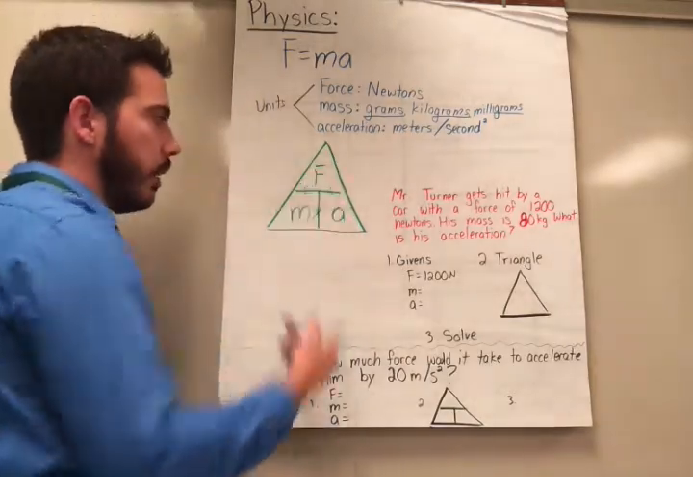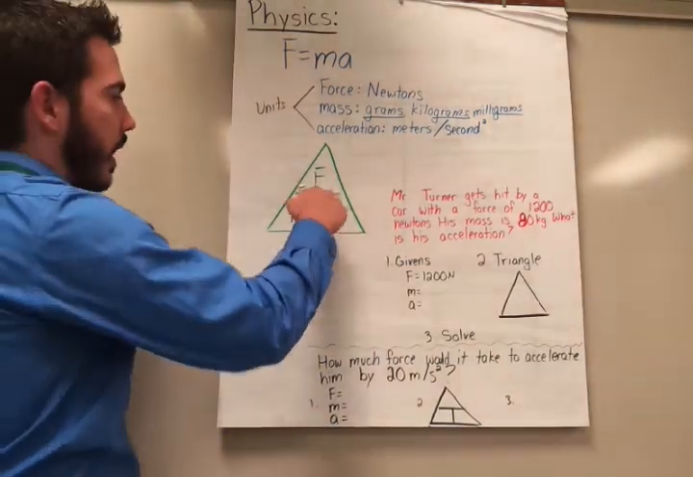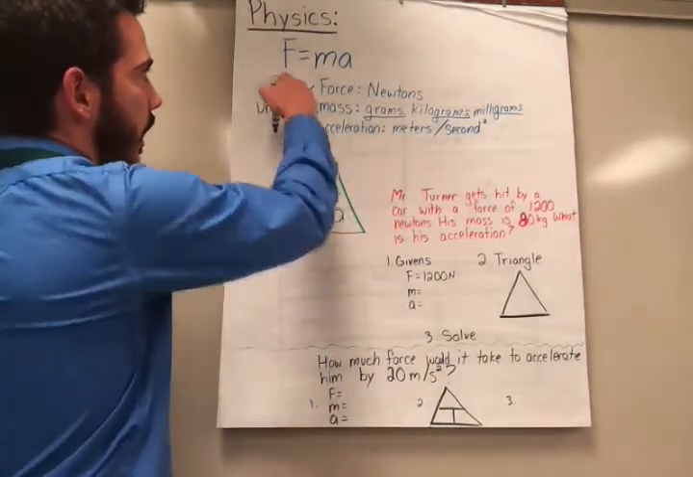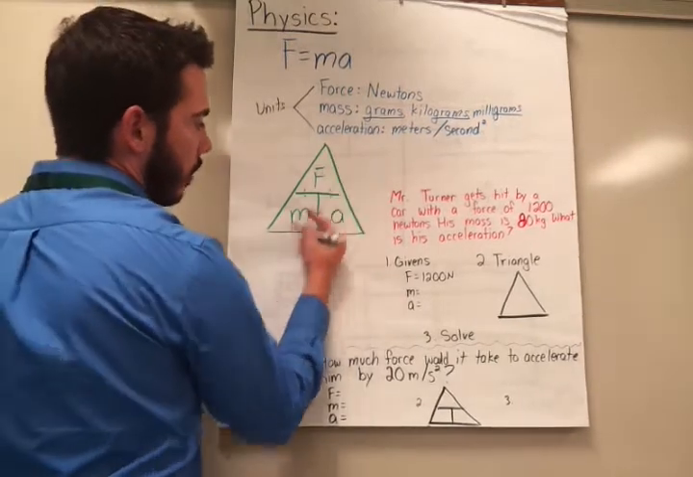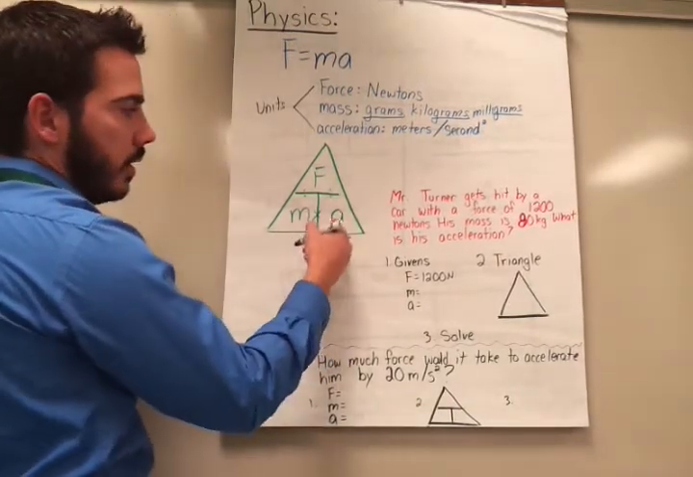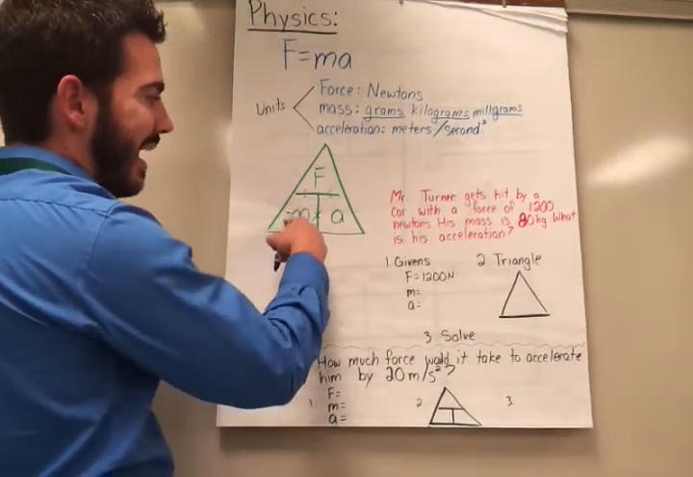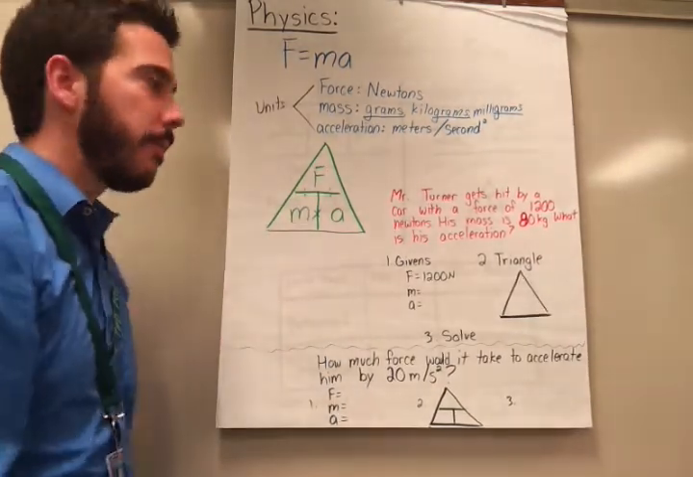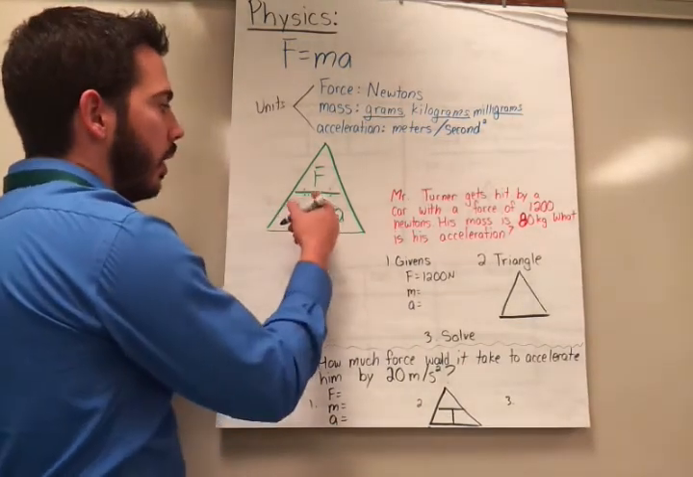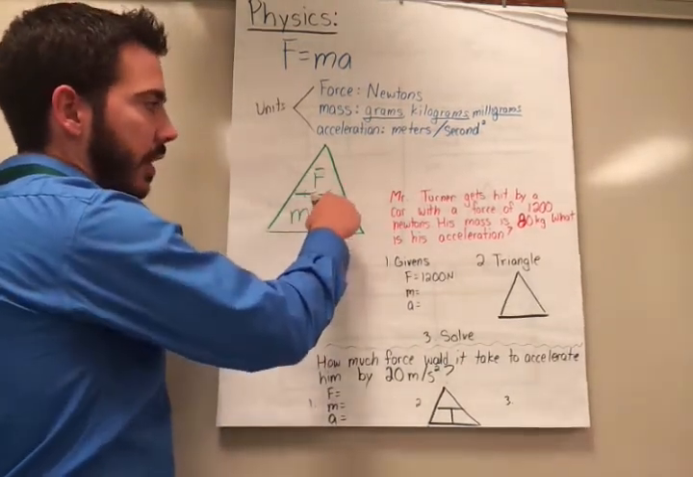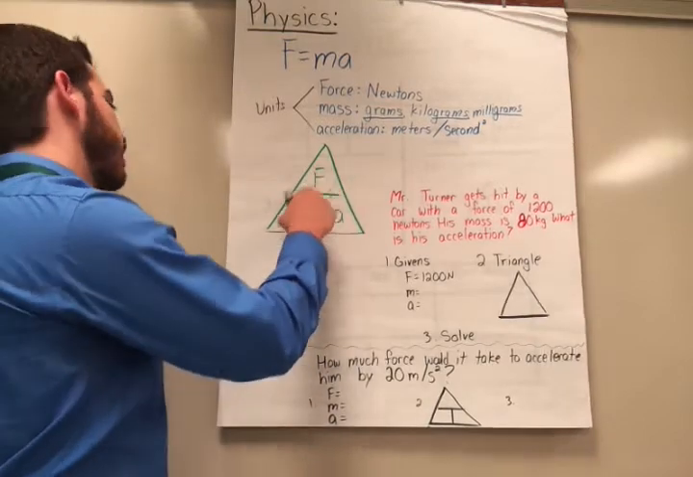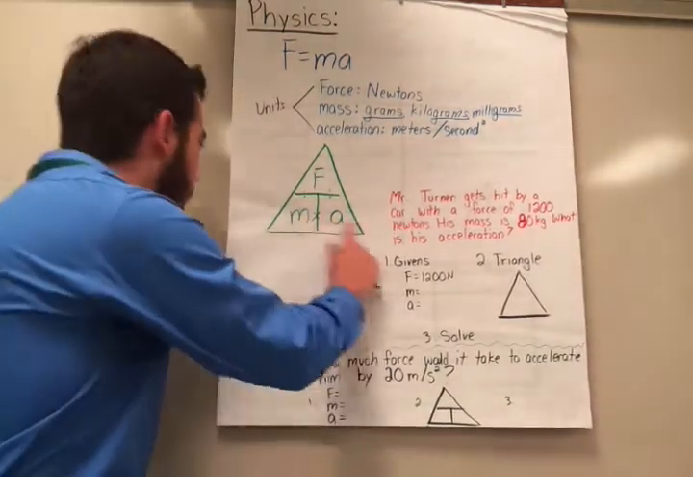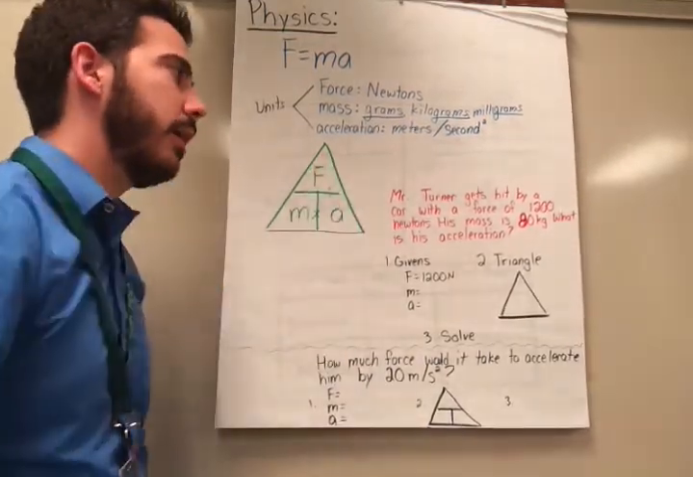So here's our triangle that we set up. Force is on top, mass is on the left, and acceleration is on the right. The equation, again, F equals ma. So we multiply if we have the bottom numbers. And if we're solving for mass or acceleration, then we'll, of course, take the force and divide it by the other. So, for example, mass would be force divided by acceleration. Acceleration would be force divided by mass. And then force is just mass times acceleration. So you multiply the bottom ones. If you're given force, you have to divide.